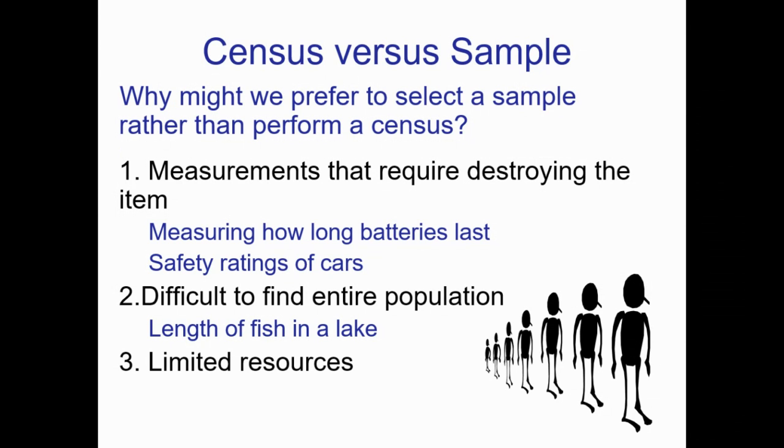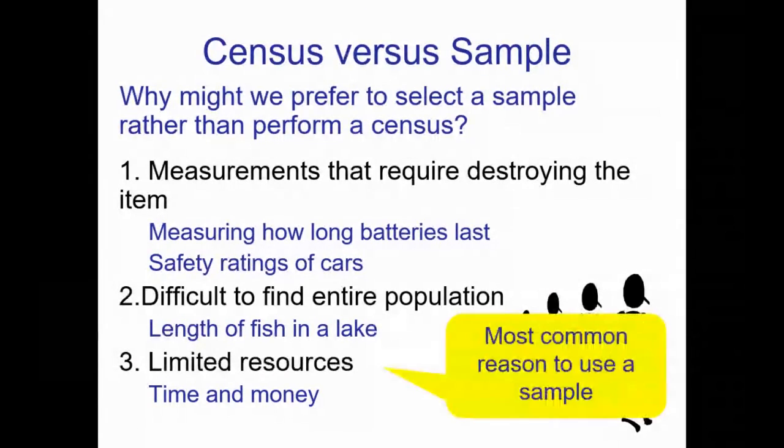And then we mentioned this already, limited resources, time and money. Now, if you want to pay me to try to catch every single fish in the lake, and you're going to tell me that's my job, sure, I'll sign up for that. You give me a living salary to go catch every fish and measure it, yeah, I'll do it. Sign me up, and a boat too. And this last one's the most common reason that we use a sample. It takes too much time and money.